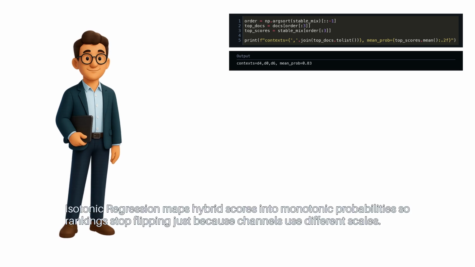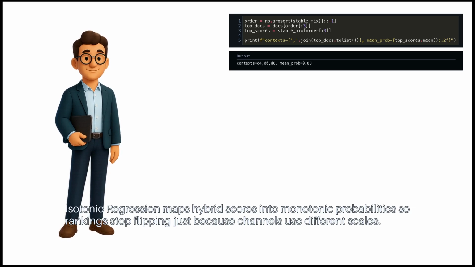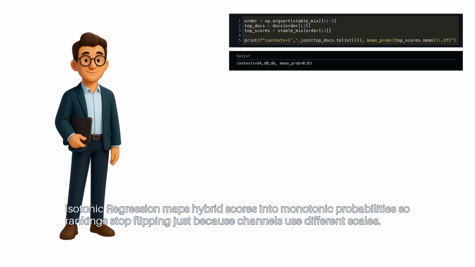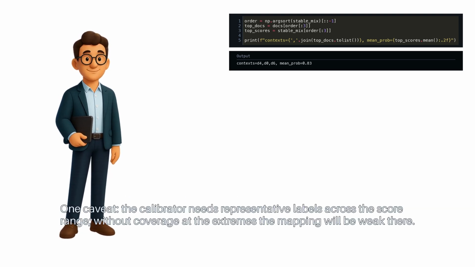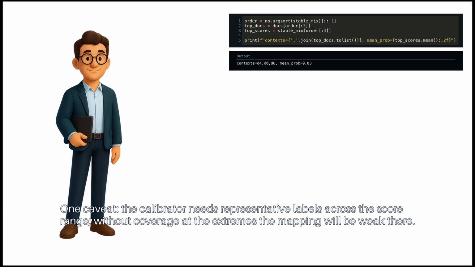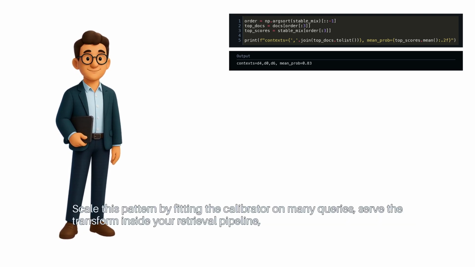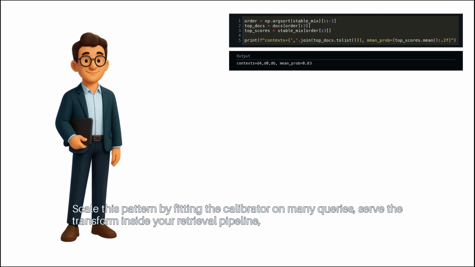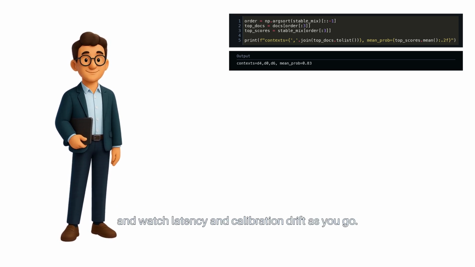Isotonic regression maps hybrid scores into monotonic probabilities, so rankings stop flipping just because channels use different scales. Use it when your retrievers, BM25, dense, reranker, output incommensurate ranges, and you have some relevance labels to train on. One caveat: the calibrator needs representative labels across the score range. Without coverage at the extremes, the mapping will be weak there. Scale this pattern by fitting the calibrator on many queries. Serve the transform inside your retrieval pipeline, and watch latency and calibration drift as you go.